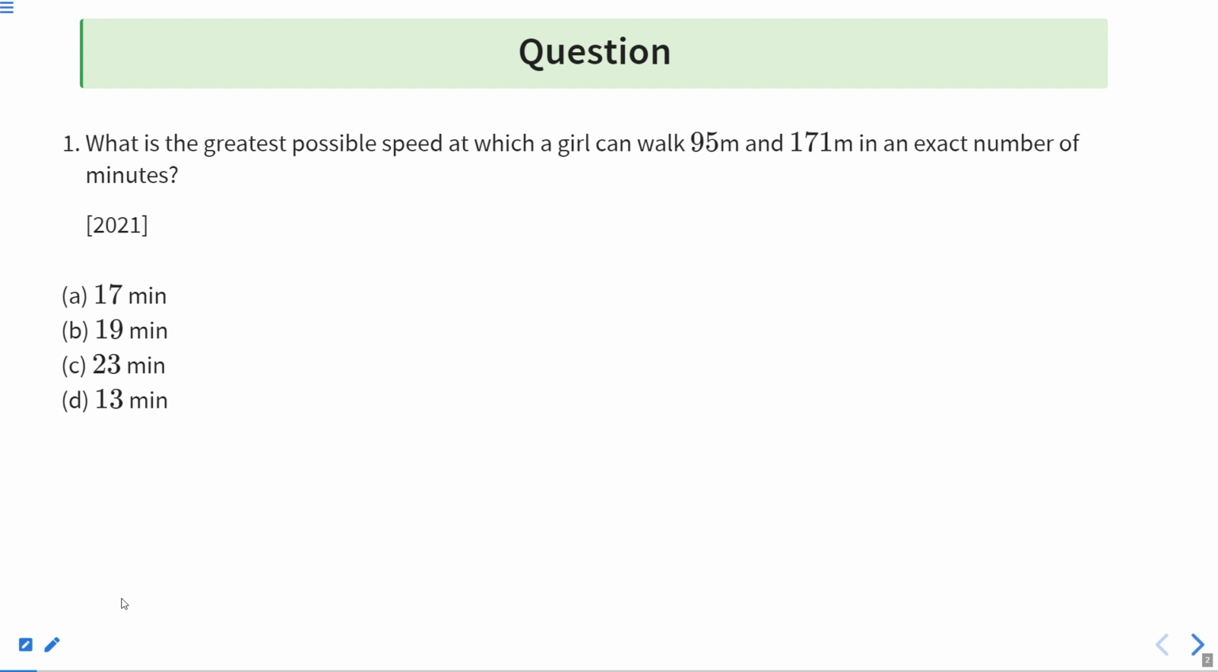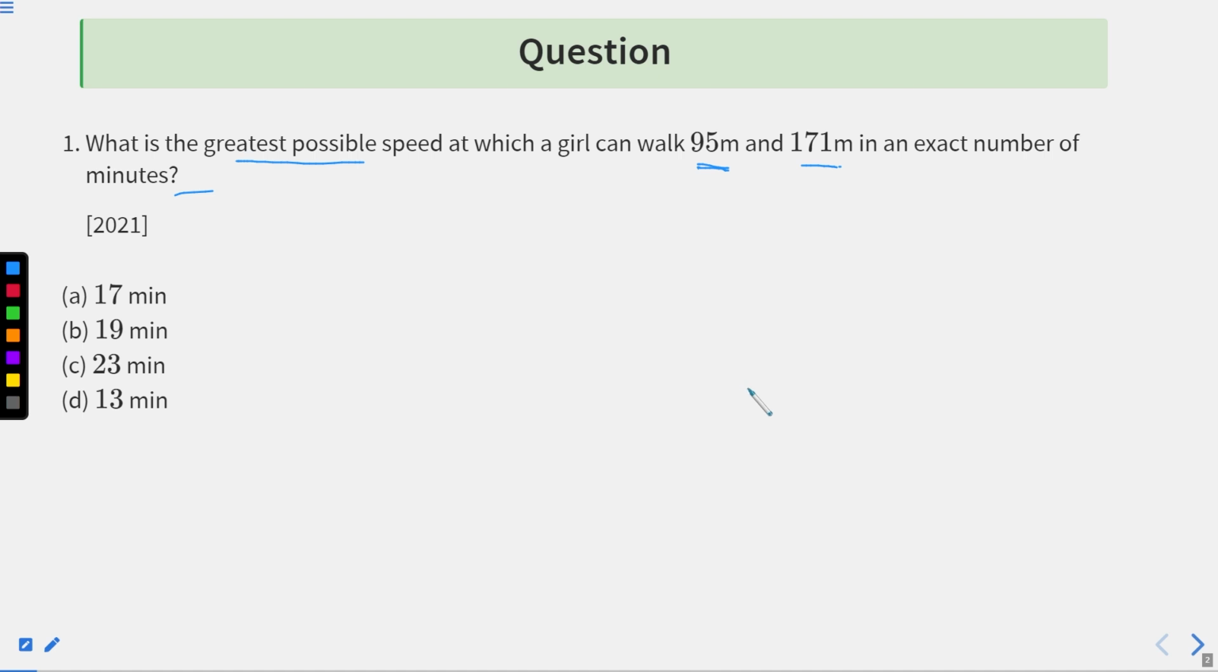Okay, question number 1. Here we are asked, what is the greatest possible speed at which a girl can walk 95 meter and 171 meter in an exact number of minutes? This question is a previous year question of the CBSE board exam. So here we have to find the greatest possible speed at which a girl can walk 95 meter and 171 meter. For solving this question, you will use HCF.